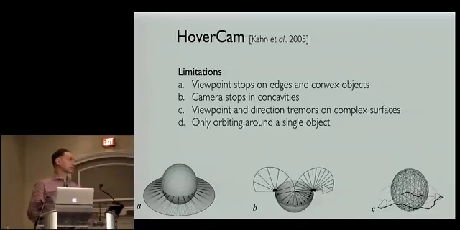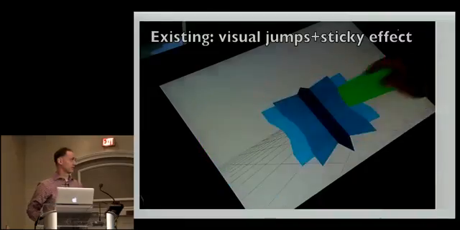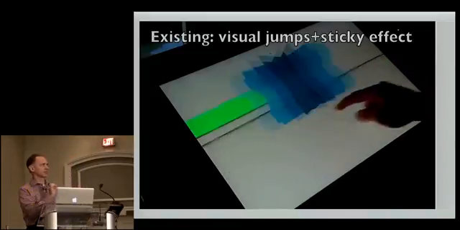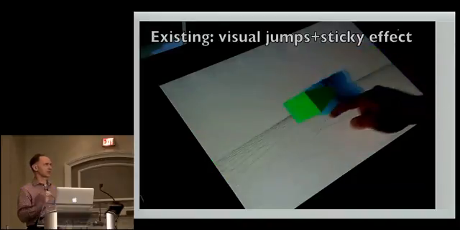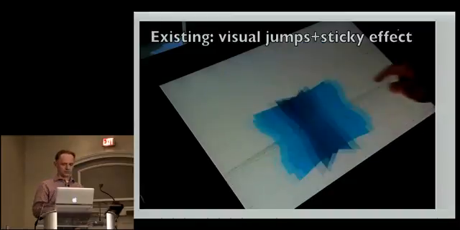And finally, it's really targeted at only orbiting around a single object. So HoverCam overall has a high variability in the optical flow, and worse yet, from an interaction point of view, maps interactions inconsistently. And it depends, for example, on the object. So to show you this in a video, these jitters in there are actually HoverCam. This is not because of any video artifacts or anything like this. This is as HoverCam rotates around the object.